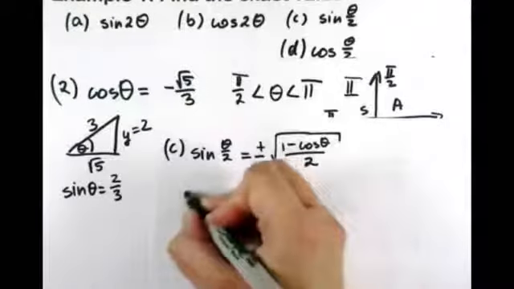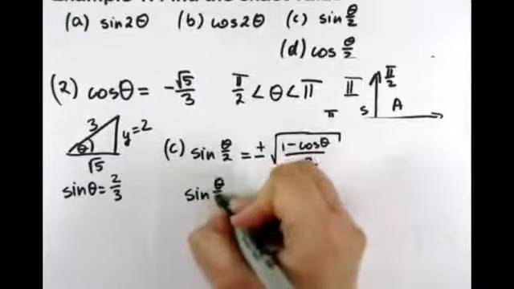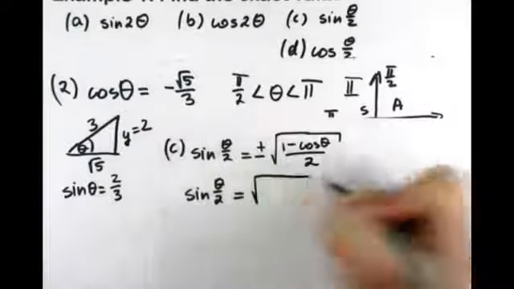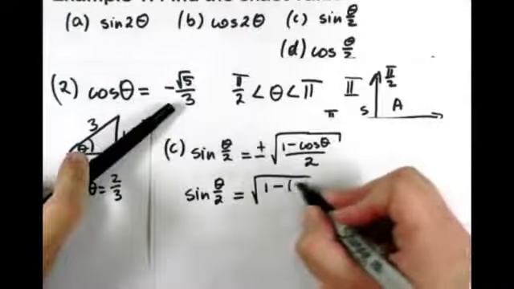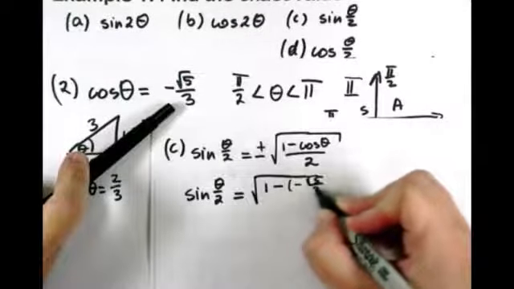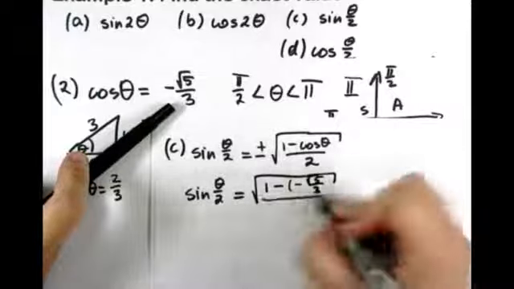Okay, so my sine theta over 2 is plus the square root of 1 minus cos theta, which is minus root 5 over 3, all over 2.